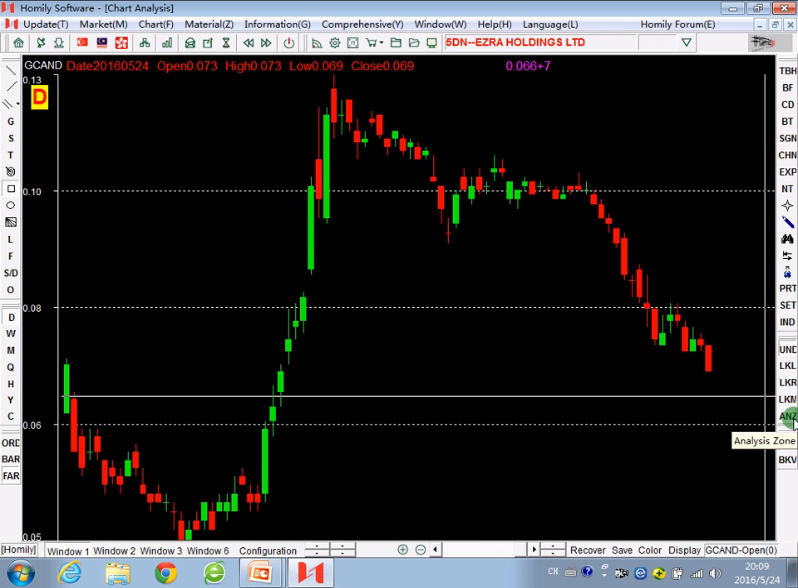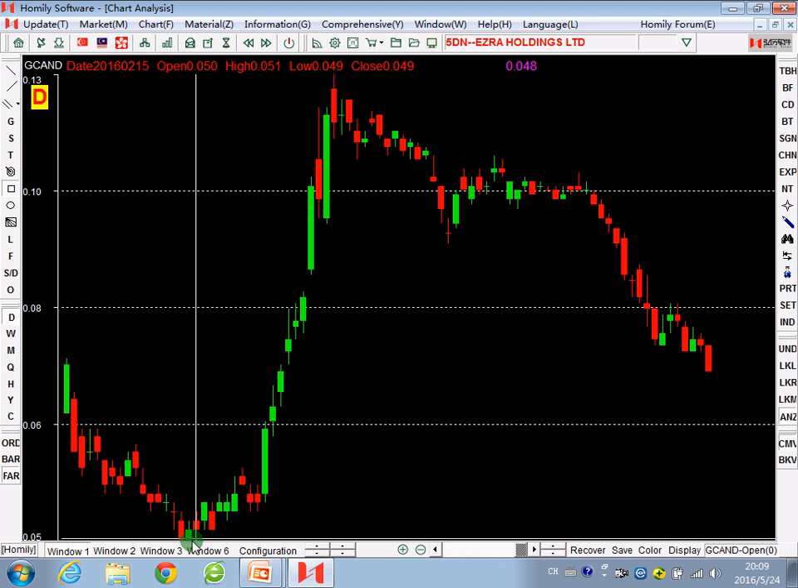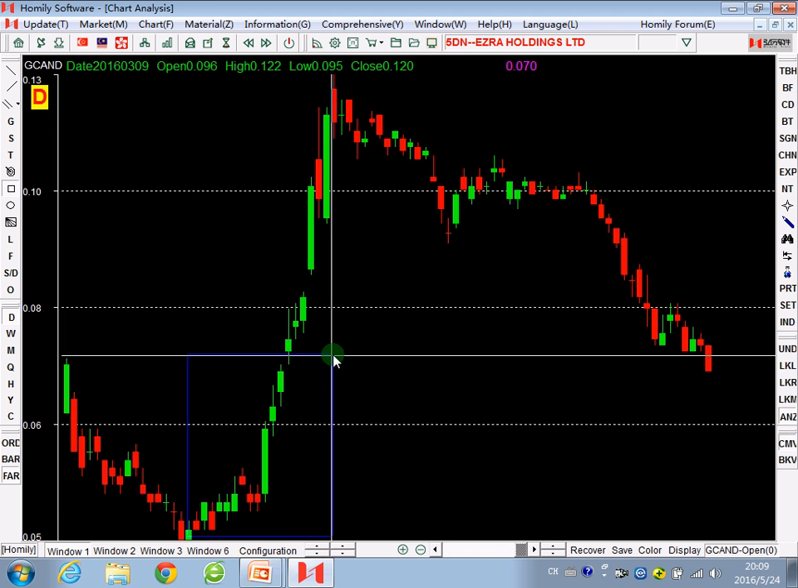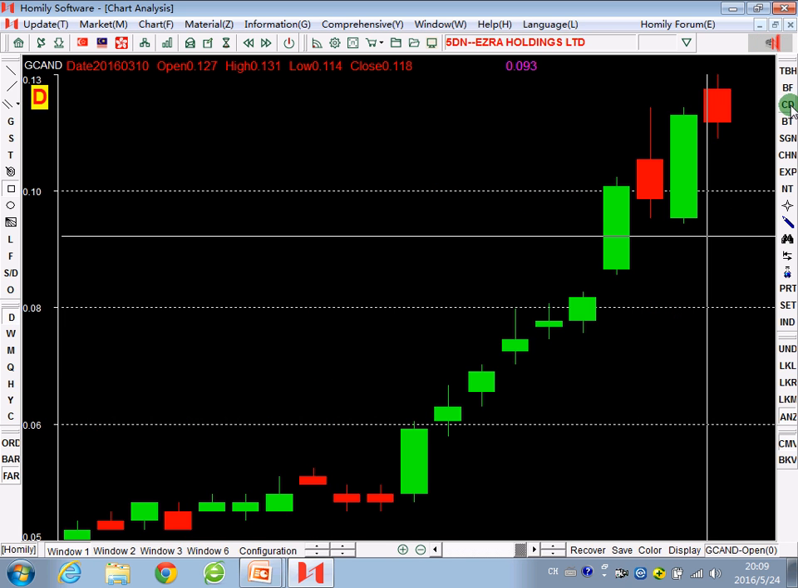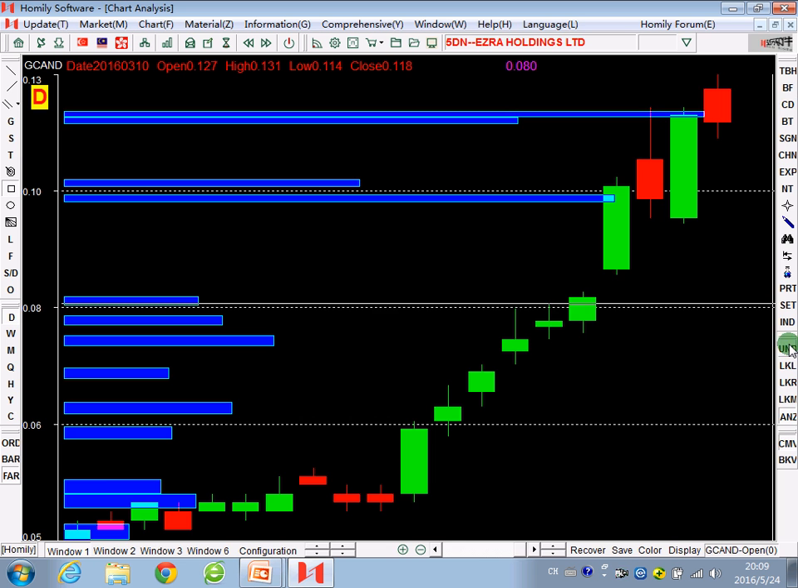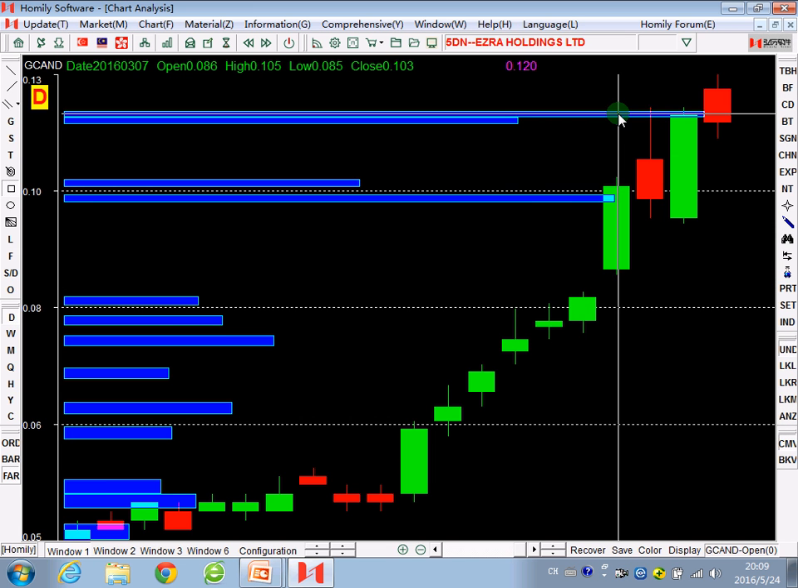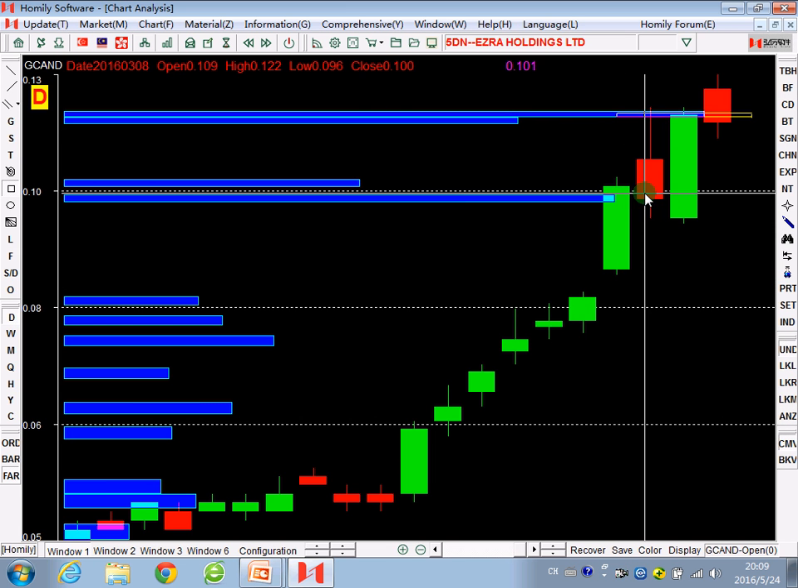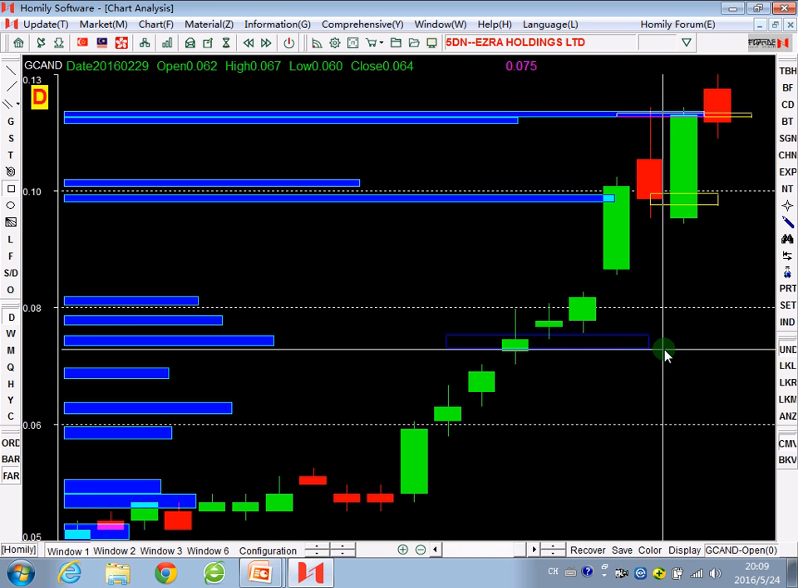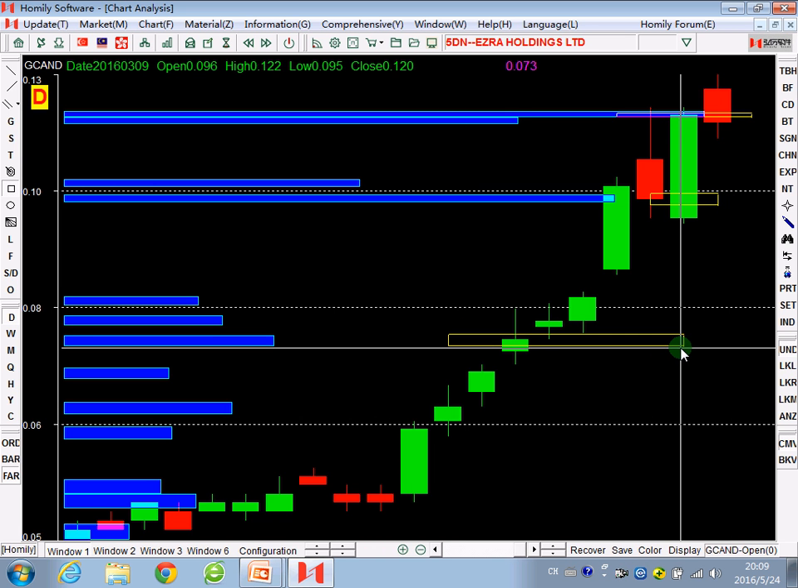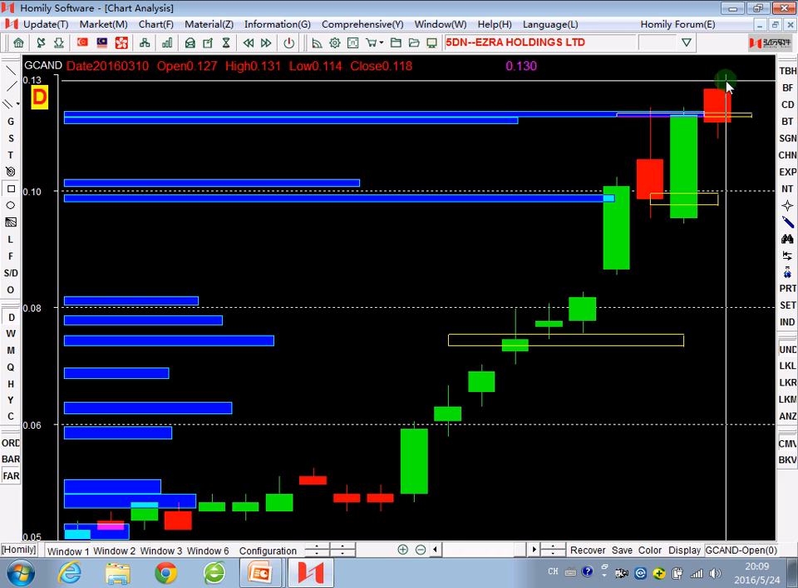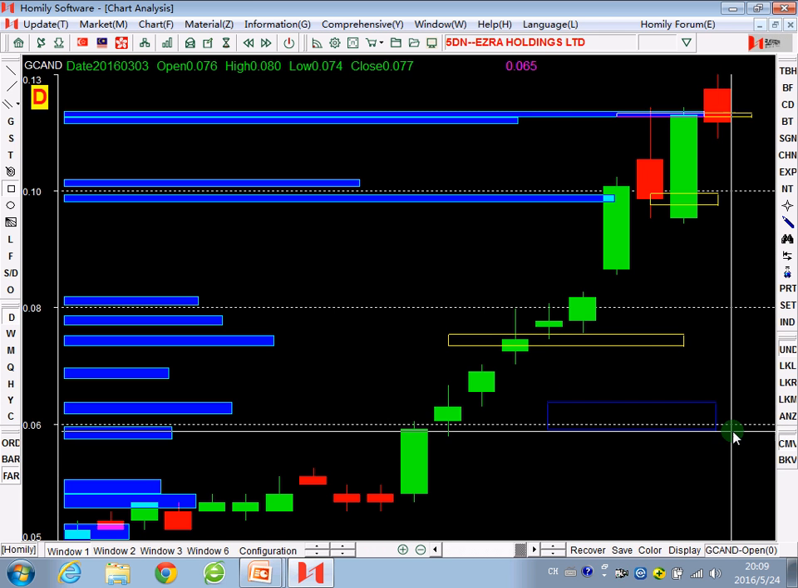I want to know where is the next support. We'd better choose here. This is the low point. This is the high point. I want to know where is the next support. Okay, so we can see here. This is the resistance. Because resistance and support will be changed automatically. So we see here, this is another one.